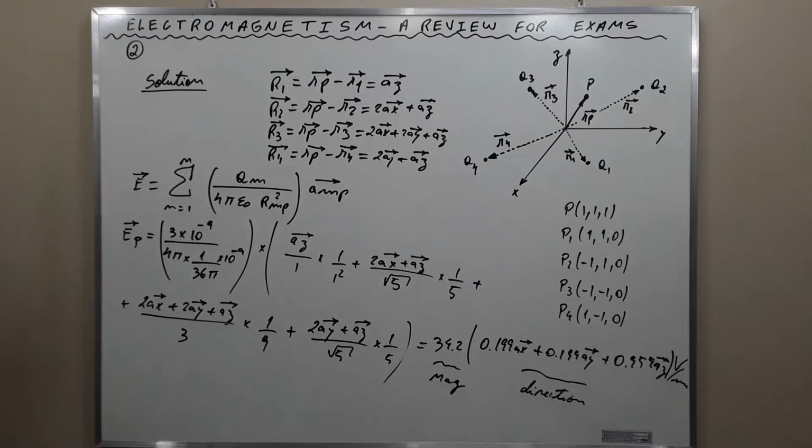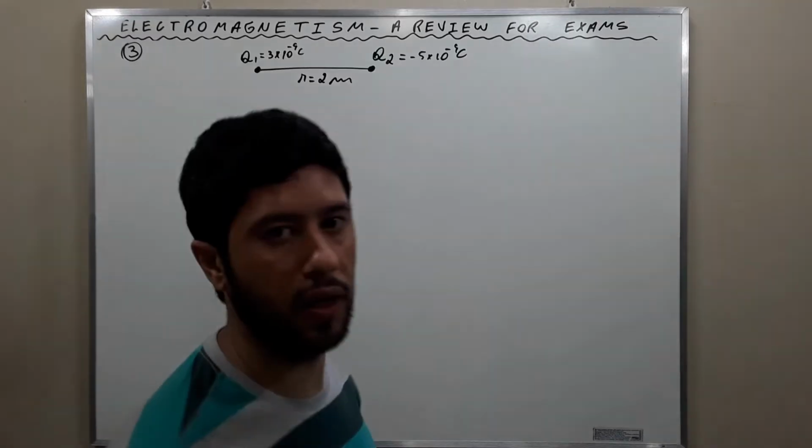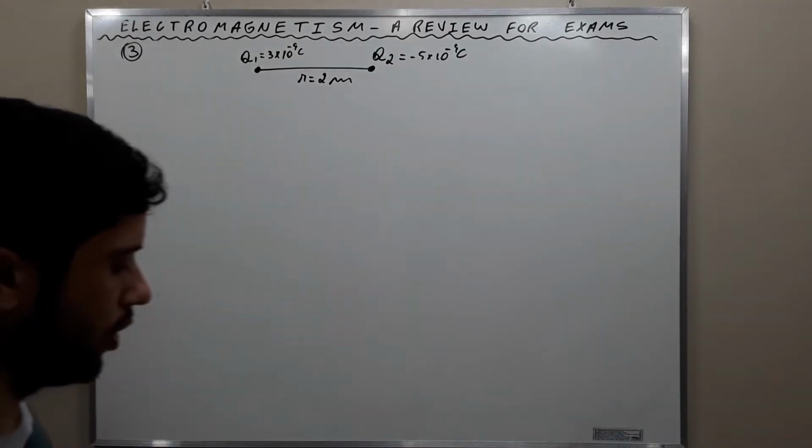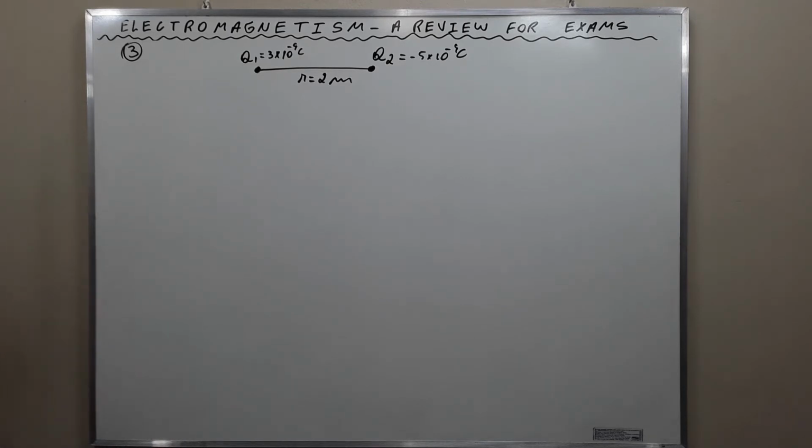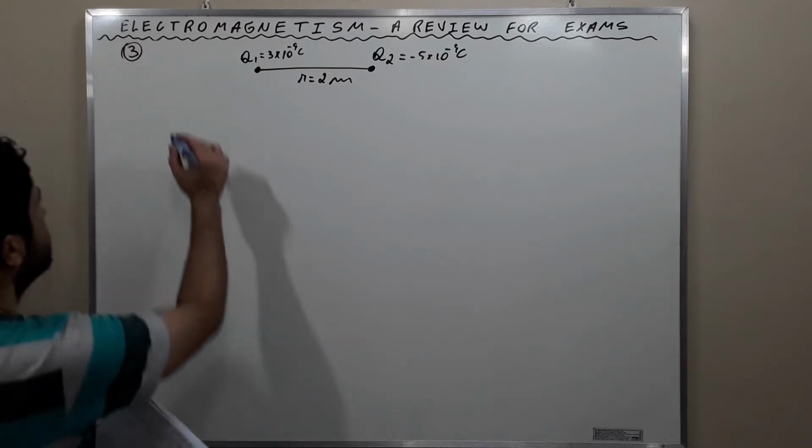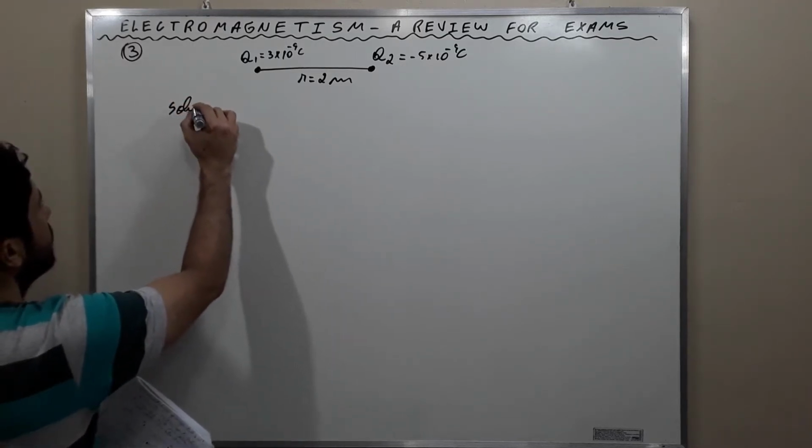Let's go to exercise 3 now. Exercise 3. Two point charges of magnitude 3 times 10 to the negative 9 coulomb and minus 5 times 10 to the negative 9 coulomb are 2 meters apart. Determine the magnitude of the force between them and state whether it is attractive or repulsive. Okay, my friends, let's go to the solution.